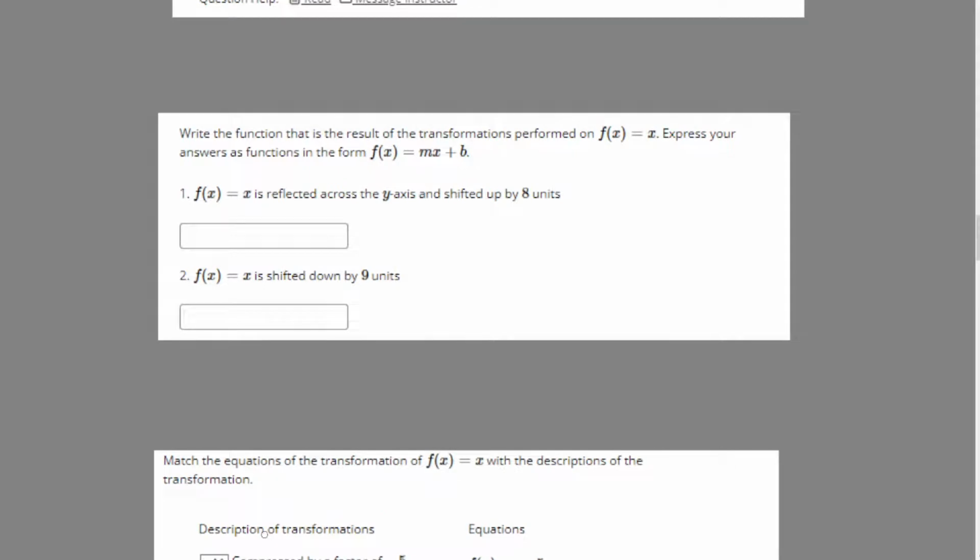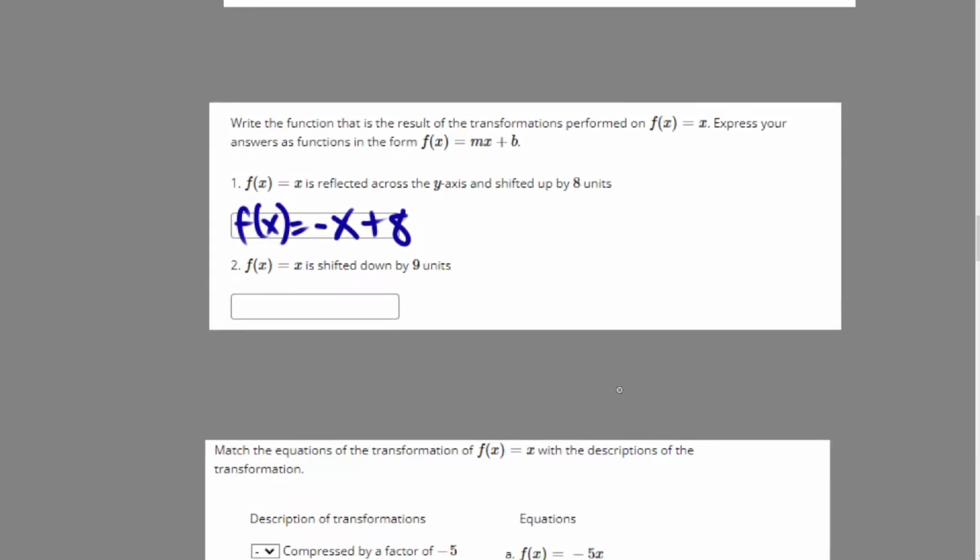Write the function that is the result of the transformations performed on f of x equals x. Write your answers in the form of f of x equals mx plus b. So f of x equals, our slope is going to stay the same. Well, it's reflecting across the y-axis, and if you remember that, we just put a minus on our x for that, right? And then shift it up by 8 units, so plus 8. So we'll have negative x plus 8. And then, x is shifted down by 9 units, so we'll have f of x equals x minus 9.